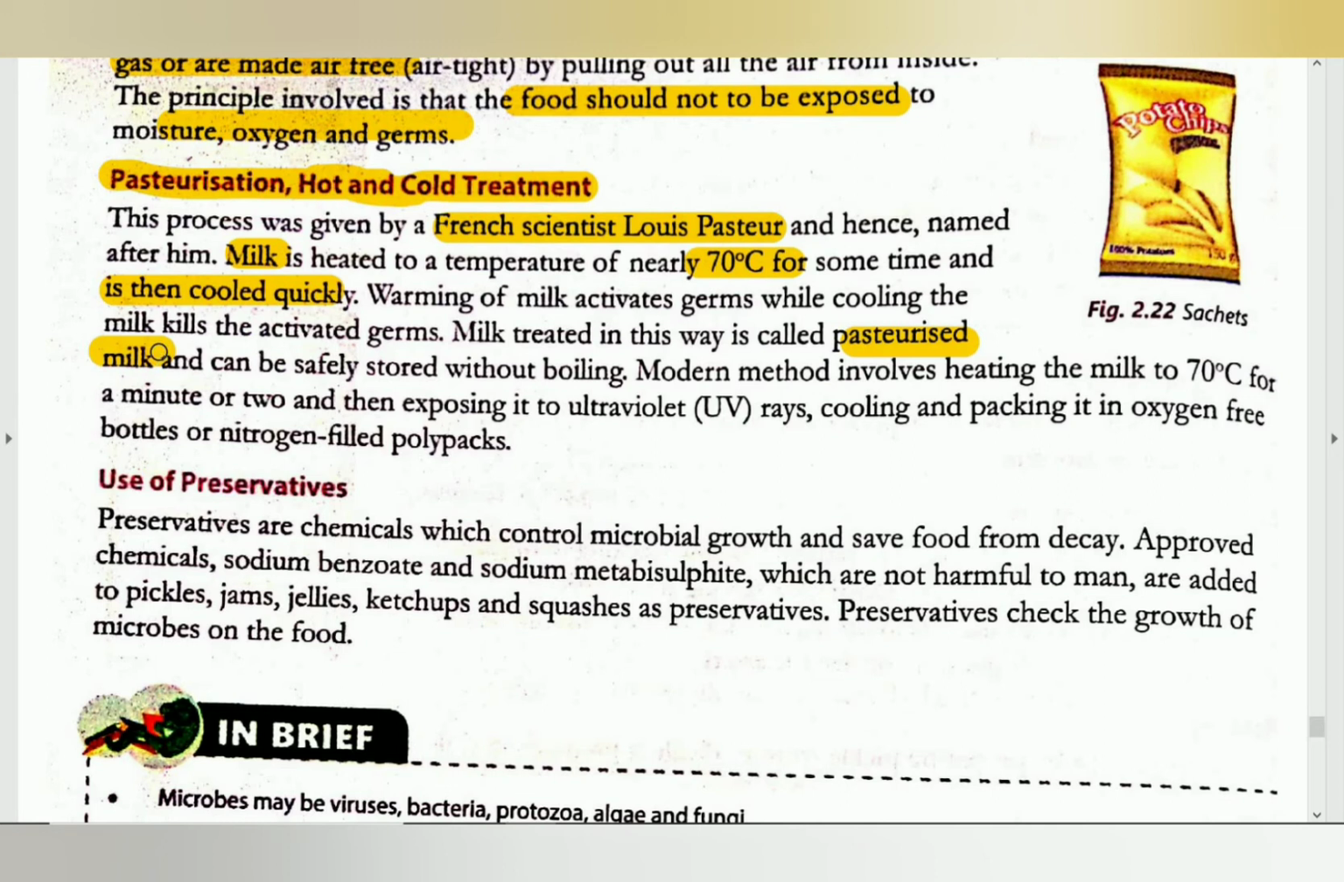Alright, next is we can use some preservatives. Preservatives are generally chemical substances which control microbial growth, like sodium benzoate, sodium metabisulfite. These are some preservatives which help in controlling microbial growth. Alright, so these are the ways through which we can preserve the food.